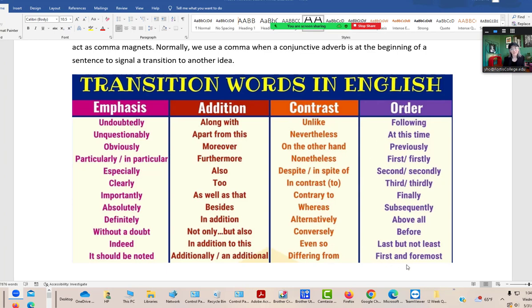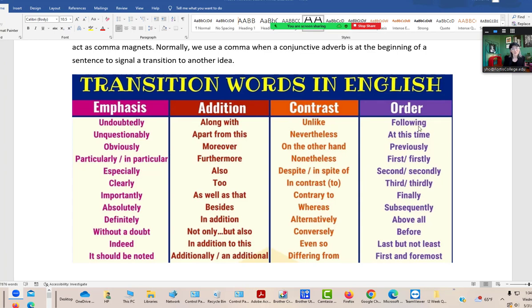And then, transition words of order: following, at this time, previously, second, third, finally, above all, before, last but not least, first and foremost. And so you can use the transition words of order in between your paragraphs.